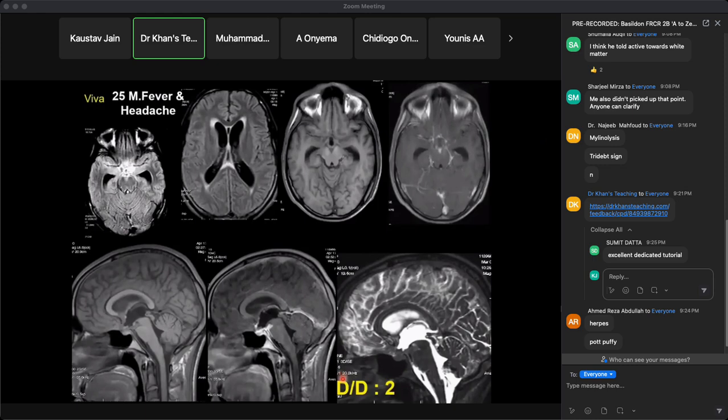Okay, so the first thing that caught my eye is the basal meningeal enhancement surrounding the brainstem and in the interpeduncular cistern, as well as the ambient cistern. This is also appreciated on the sagittal post-contrast sequence.